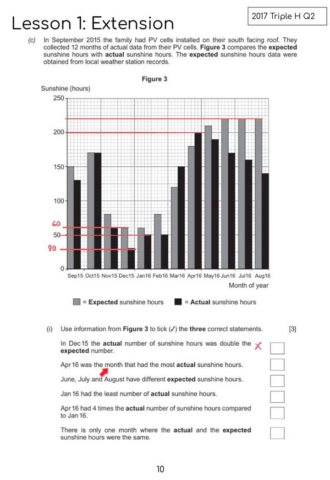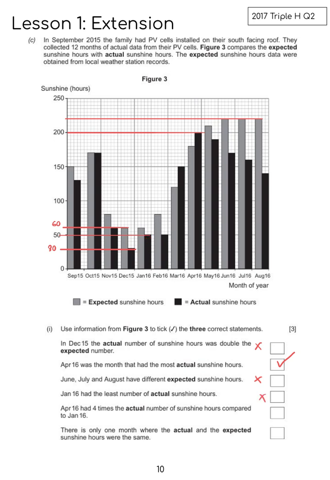April 2016 was the month that had the most actual sunshine hours. So if we have a look at April 16, we have a very high number of actual sunshine hours and it is the highest. So that one is true. June, July, August have different expected sunshine hours. So June, July, August, they have the same amount. So that is not true. Jan 16 had the least amount of actual sunshine hours. So if we have a look at Jan 16, it has not got the least amount. That would be December. So that's not true.